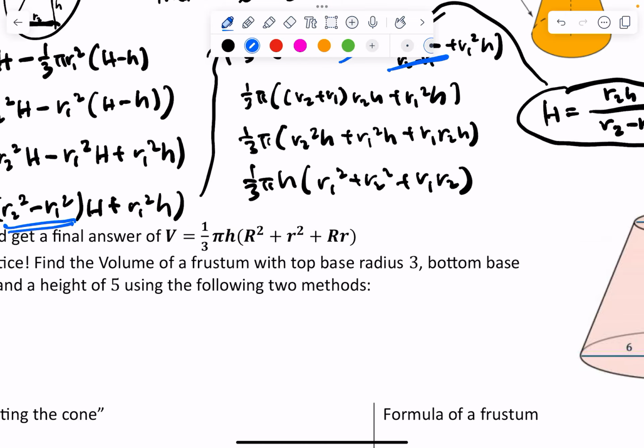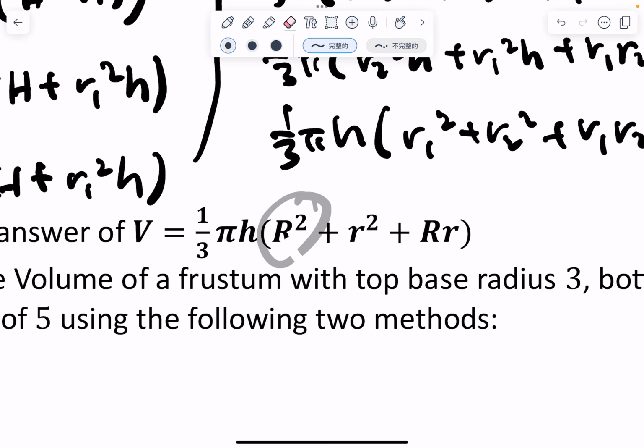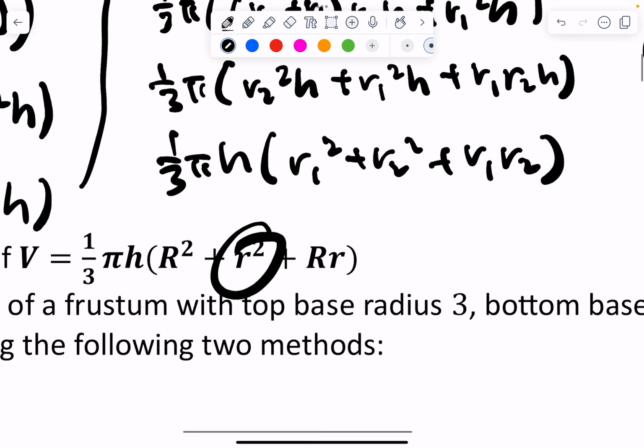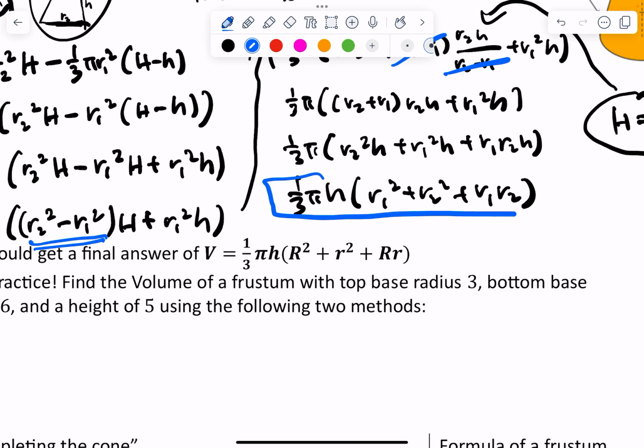The only difference is that instead of R1 and R2, the radius of the big base is big R, and the radius of the small base is little r. But in here, we just denoted this as R1, and this is R2, so it is exactly the same. And this is our final derivation for the formula of a frustum. Okay?